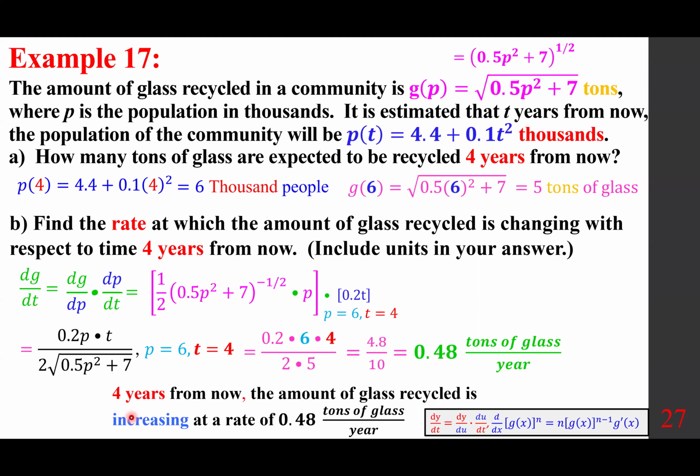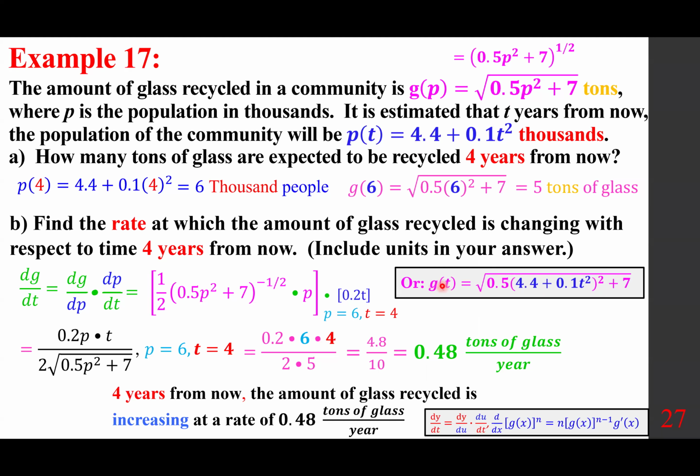Now, for this one class, we can replace the p with 4.4 plus 0.1 t squared. That makes g a function of t. This is, in essence, the composite function of the two functions. And this, believe it or not, is a little bit more difficult to work with, especially when it comes to the second part. Part A is not a big deal. But for differentiation, it's easier to go with Leibniz's notation. So those are some applications.